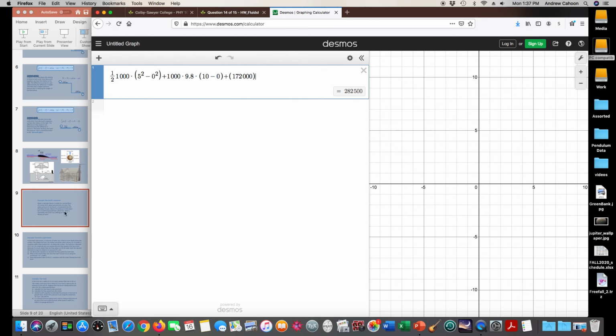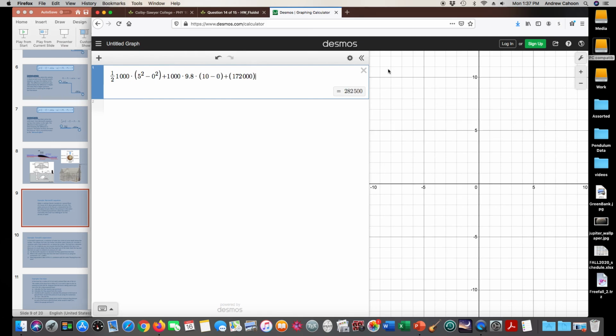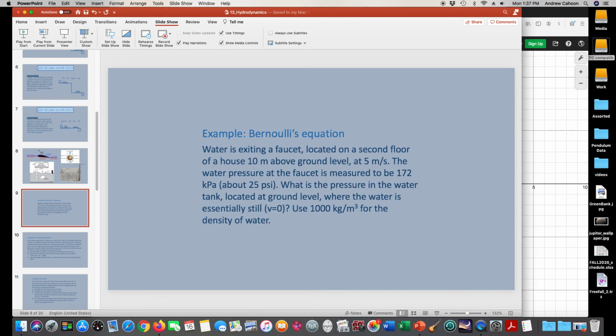282,500. So our answer, what is the pressure in the water tank at ground level? The answer is 282,500 pascals, or 282.5 kilopascals, if you want to convert it back to the kilopascal units.